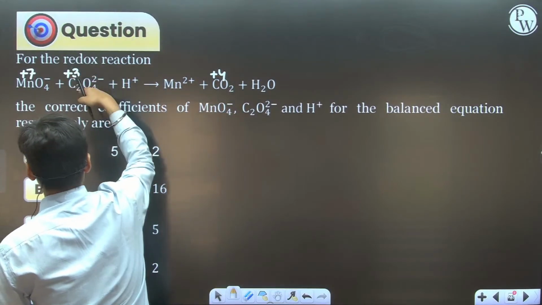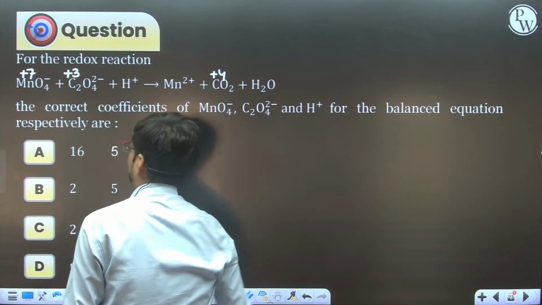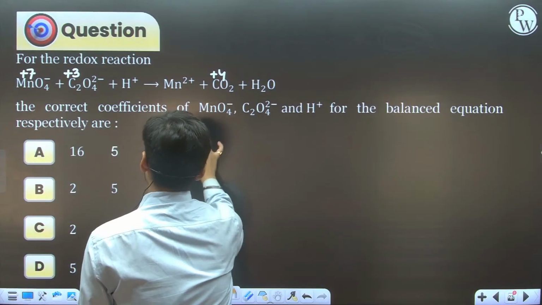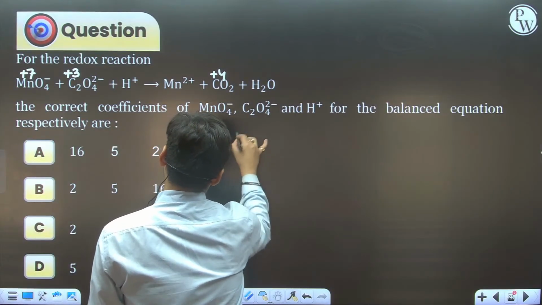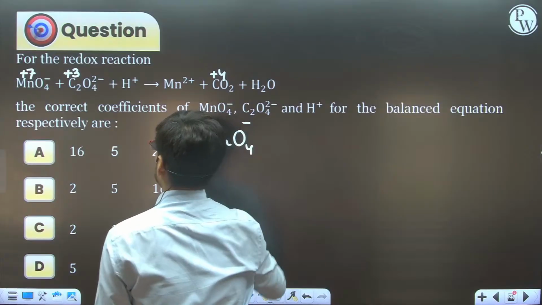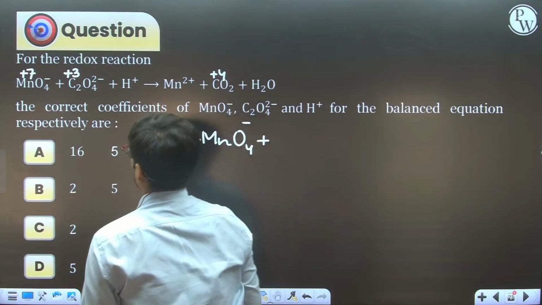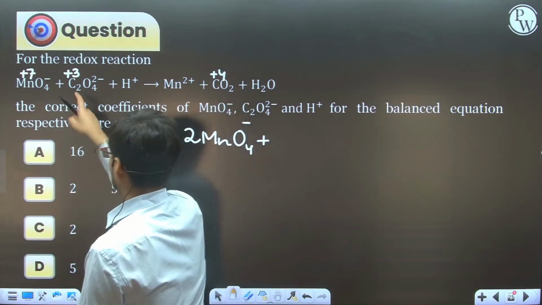4 minus 3 into 2, so 2. So we have found out the N factor. So I can write like this: 2 MnO4 minus. After finding out the N factors, we will write this. Now, what is the method of balancing this reaction?